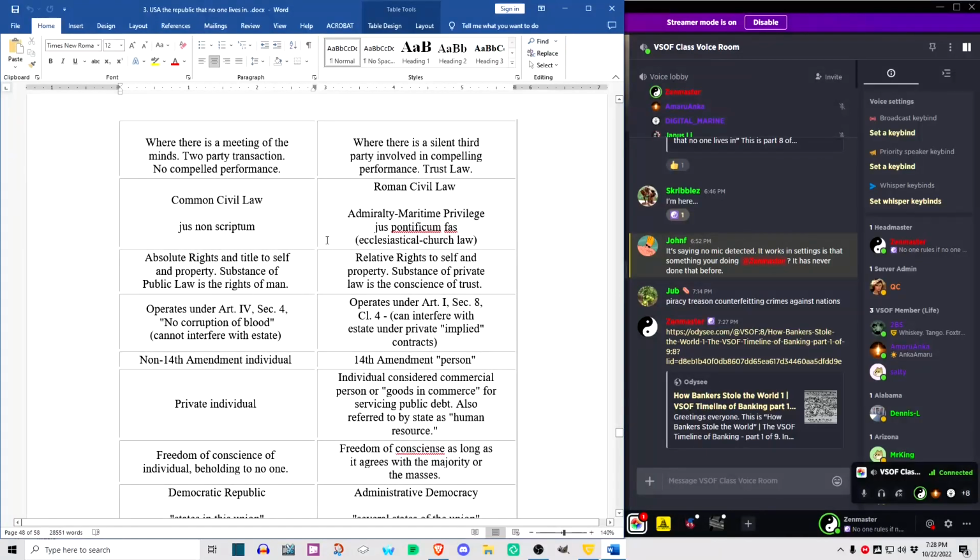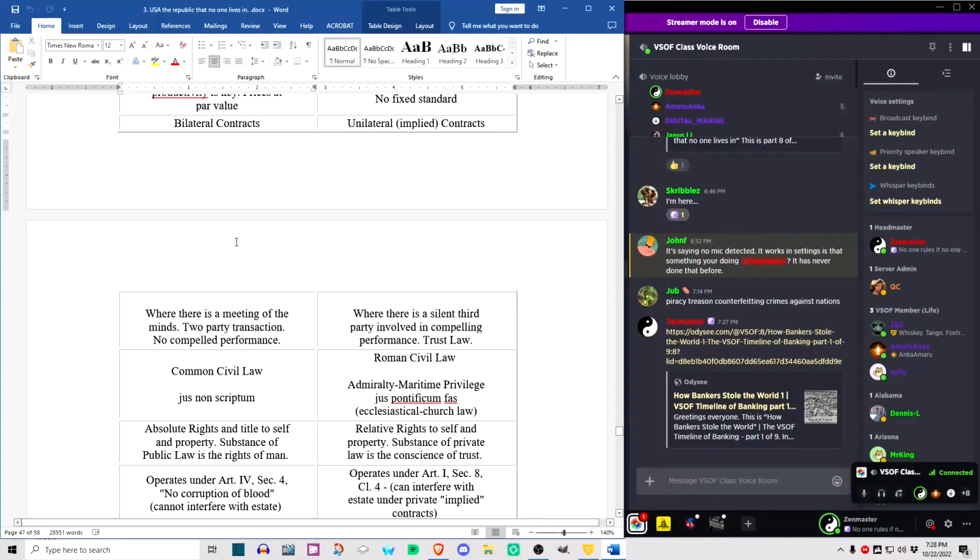So moving down on this side, that's basically what I was saying. It's an extension of the definition of what these are. So yes, there's no meeting of the minds, two-party transaction, no compelled performance. That's a proper lawful bilateral contract.